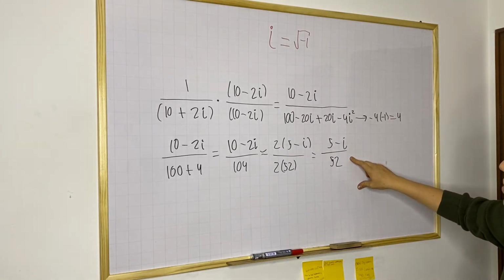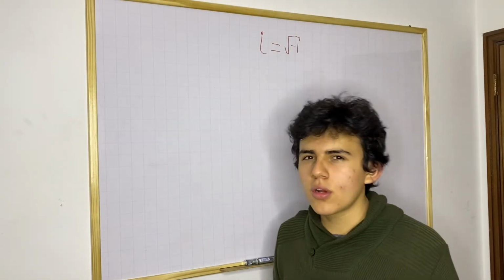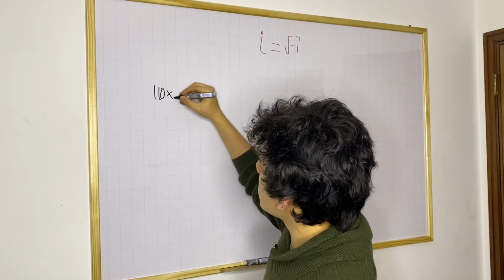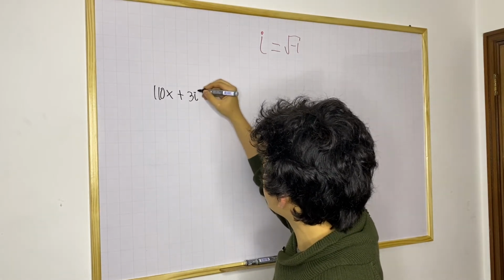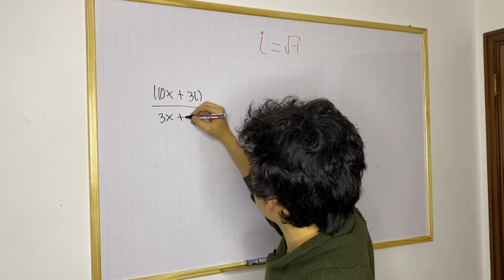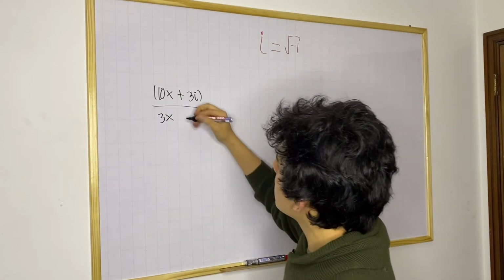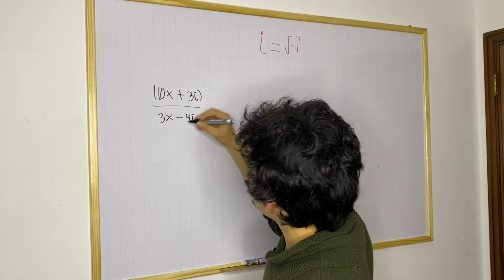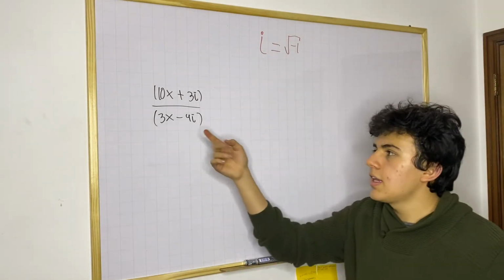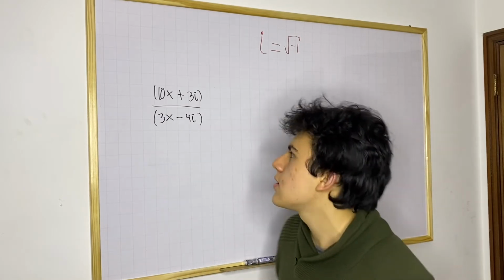And this is how you simplify this expression up here. Now let's go with a more complicated example. So now let's suppose we have the expression 10x plus 3i divided by 3x plus, actually minus, just so we switch the things, minus 4i. Now what do we do here? Once again, this is a binomial, and we have to rationalize in this case.